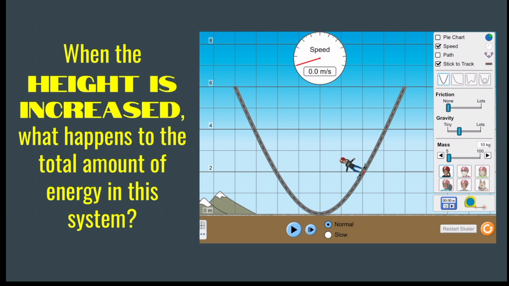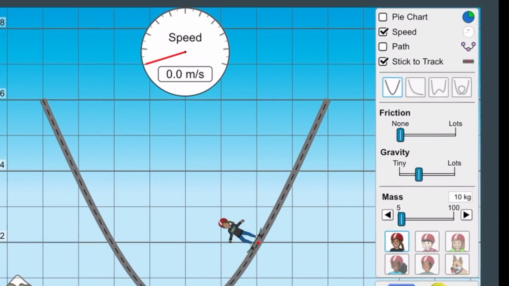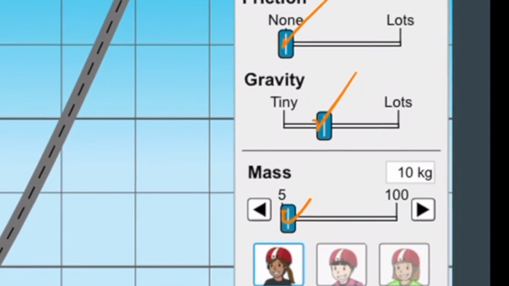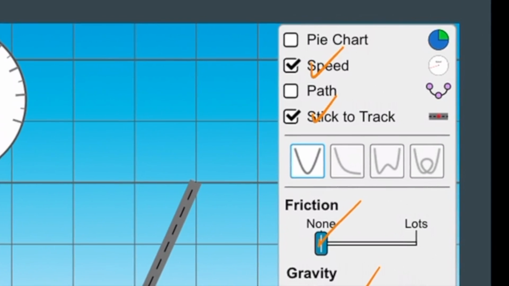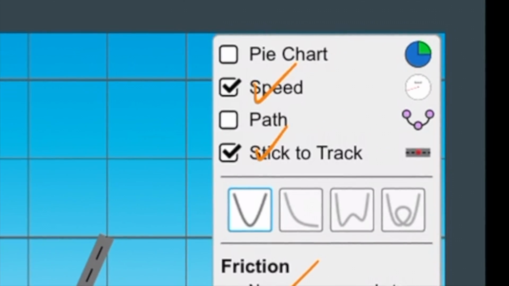Okay, the next part of the video is: when height is increased, what happens to the total amount of energy? So we've set up this system exactly like before. We've got mass right now at 5 kilograms, left gravity and friction alone, ticked these two so that we've got speed and sticking to the track, and made sure it's on play there.